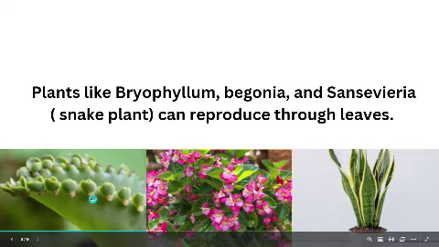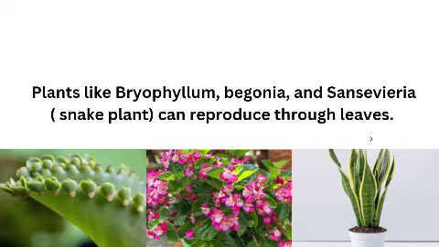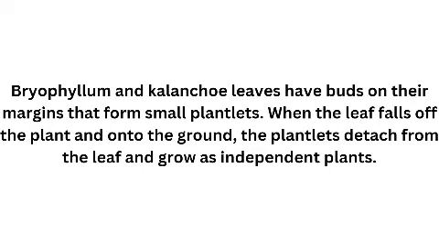So as you can see in the picture of Bryophyllum, you can see the small leaf-like parts on the margins of the Bryophyllum leaf. Such structures are called plantlets. Plantlets means small or young plants. Bryophyllum and calantha leaves have buds on their margins that form small plantlets. I have shown the picture of the plantlets in the previous slide.